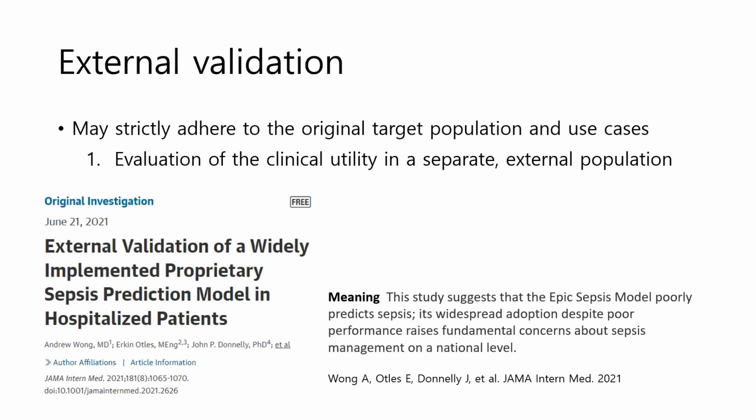In an external validation study, you can assess the clinical utility of a prediction model. Alternatively, you can demonstrate that the model is ineffective in real-world clinical settings. For instance, in a study published in JAMA Internal Medicine, the authors demonstrated that a widely used sepsis prediction model exhibited poor discrimination and calibration performance at a national level.